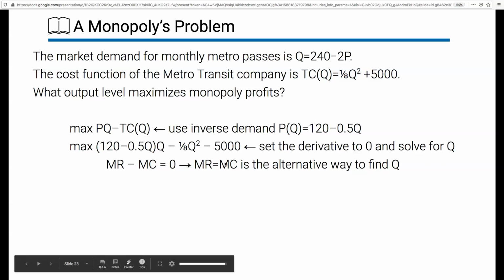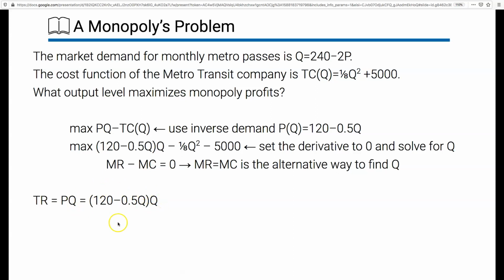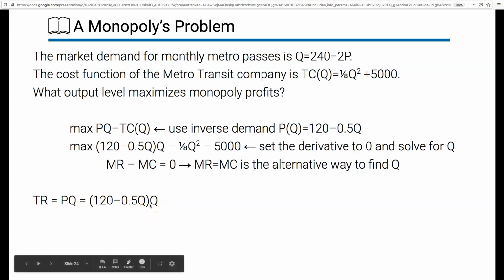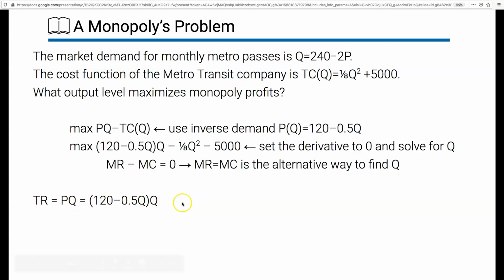And so let's take that second route. Let's look at the marginal revenue separate from marginal costs, and then find the output at which the two meet. What is the marginal revenue? Well, our total revenue is the first term in the profit expression, so that's price times quantity, and the marginal revenue is the derivative of that term.